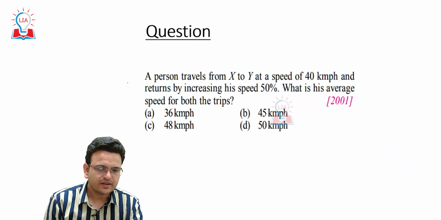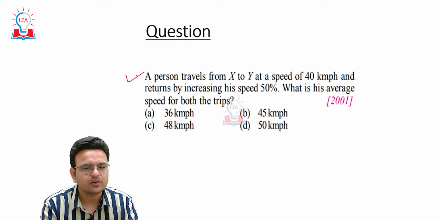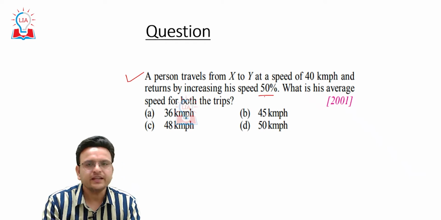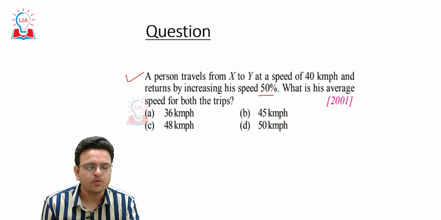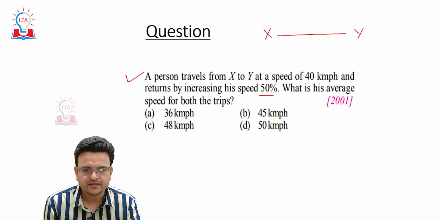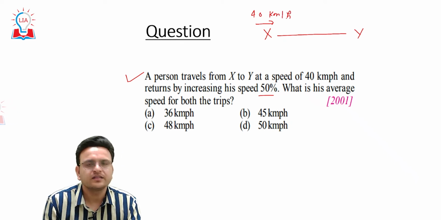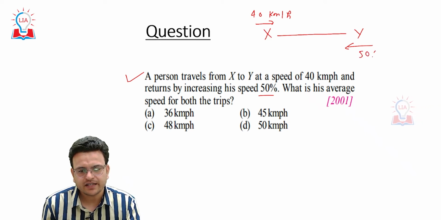Like first question: a person travels from X to Y at a speed of 40 km per hour and returns by increasing his speed 50%. What is his average speed of both the trips? Here a person is moving from X to Y. He is going with a speed of 40 km per hour. While returning, he has increased his speed 50%.